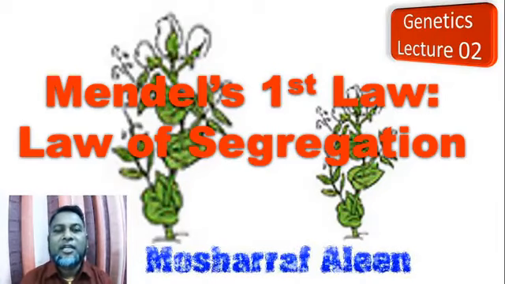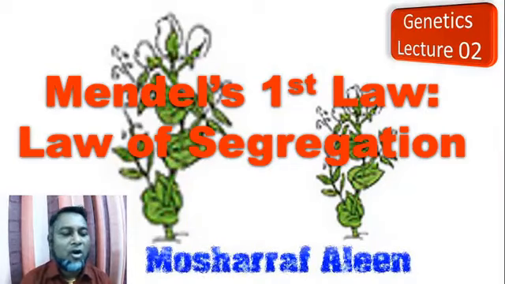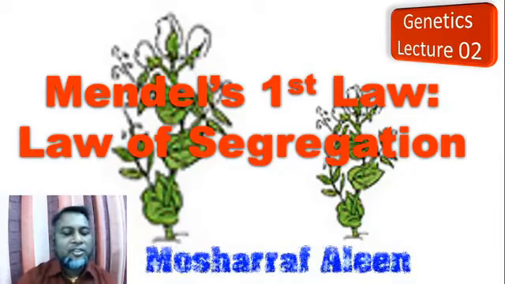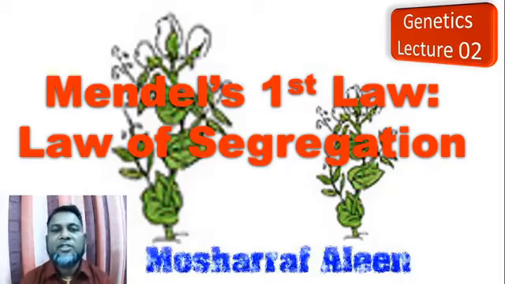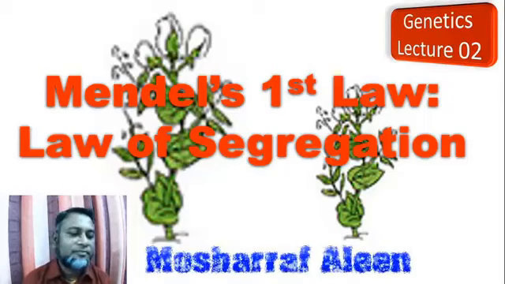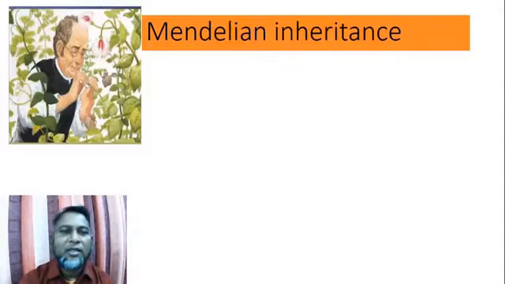This is my second lecture on genetics. Today I explain Mendel's first law of segregation. This is a very important basic law for heredity. It is proposed or formulated by Gregor Johann Mendel. So this is known as Mendelian inheritance.